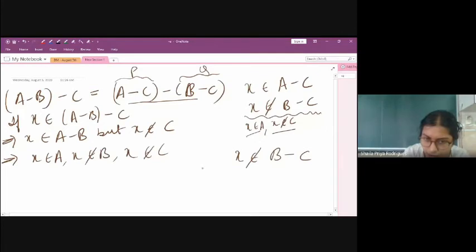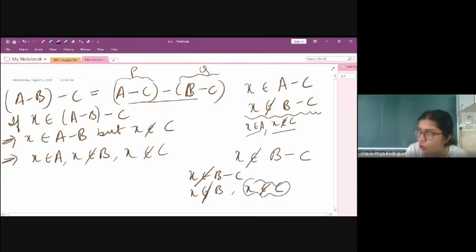See, if x belongs to B minus C, then x should belong to B, but not C. Now, if x does not belong to B minus C at all, it means that x does not belong to B. It doesn't matter whether x is a part of C or not. If x is not a part of B minus C, it directly means that x is not present in B at all. Then you needn't discuss whether x is a part of C or not. Since x is not a part of B, x can never be a part of B minus C.